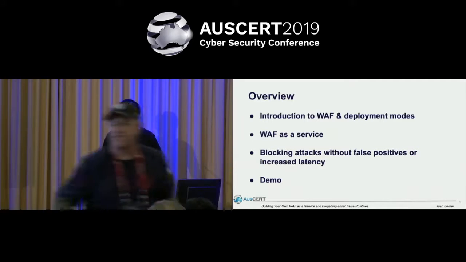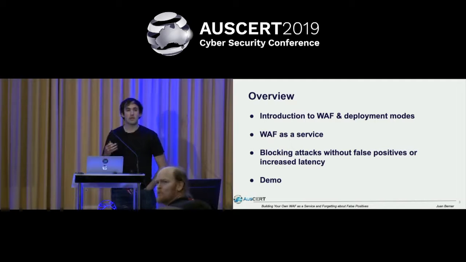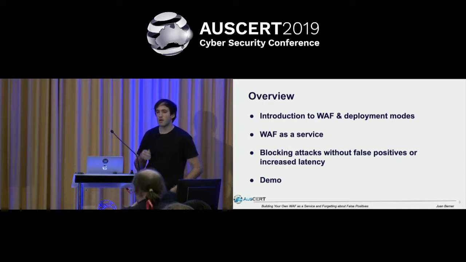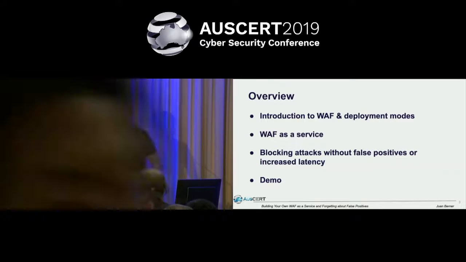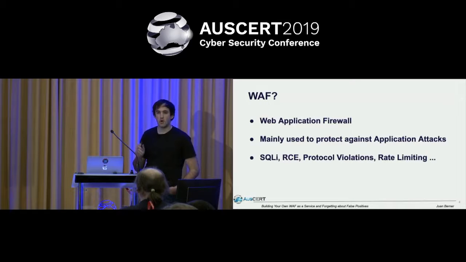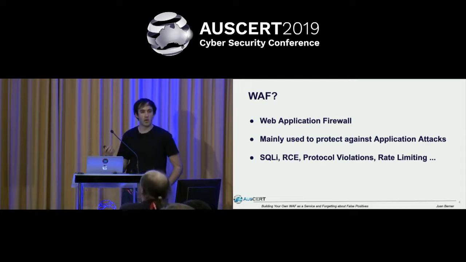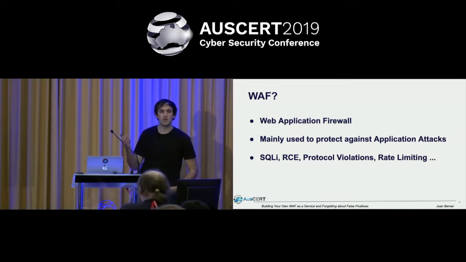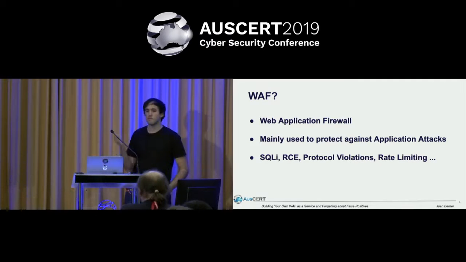So to have a quick overview, we'll look into what a WAF is and the deployment modes, then the concept of a WAF as a service and what changes from your usual WAF setup, then about how can we block attacks without false positives or adding latency to customers, and finally, if we have some time, a demo. So just to have a small summary of what a WAF is, it's a web application firewall, so focused on layer 7, so the application itself, and it looks into application attacks like SQL injection, remote code execution, and basically that's it.